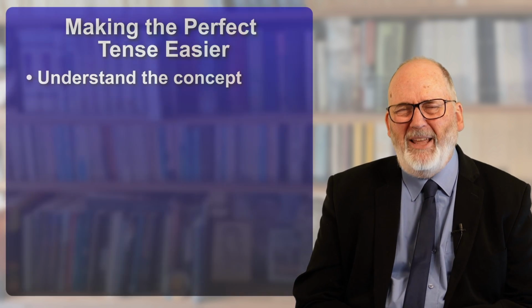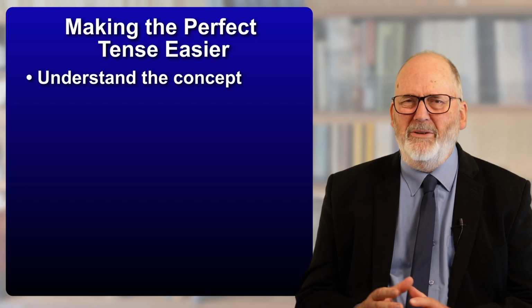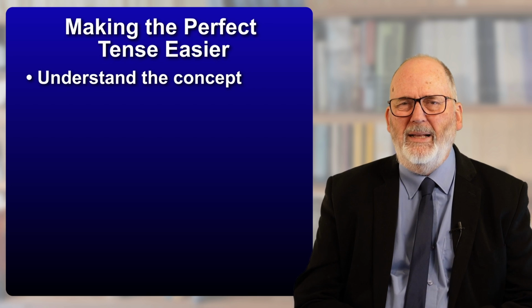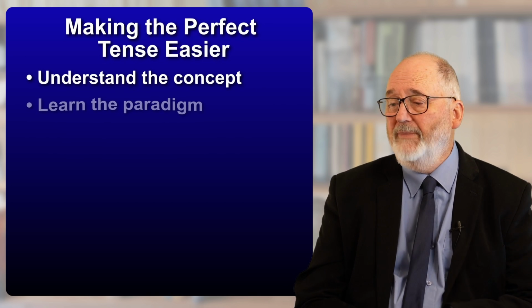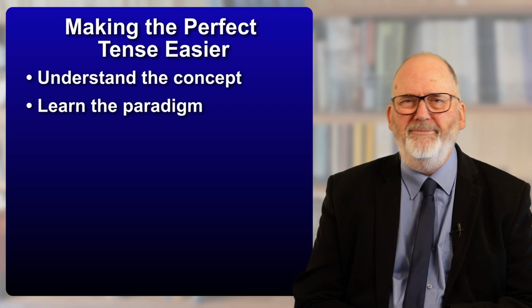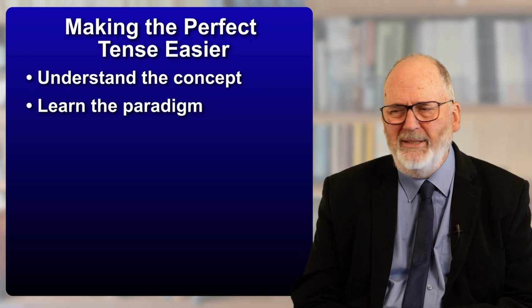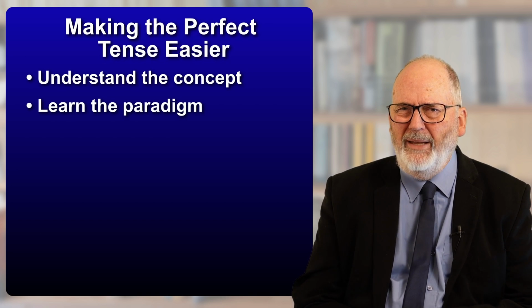So, first of all, understand the concept. And the concept isn't that challenging. I mean, the perfect tense in Greek and in English are so similar. Something happened in the past. There was a change of state that affects the present. Then learn the paradigm. Then, how do we manage all the irregular verbs?